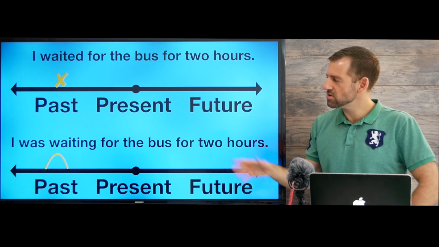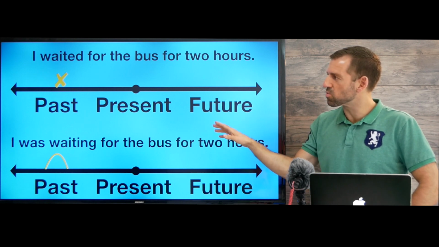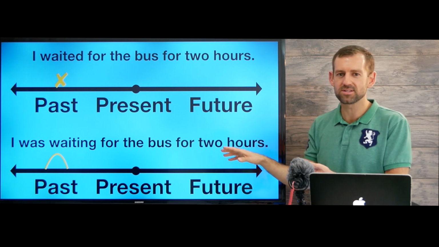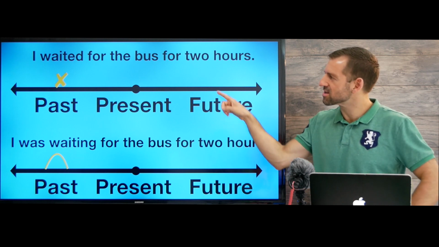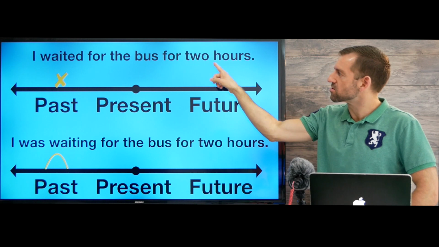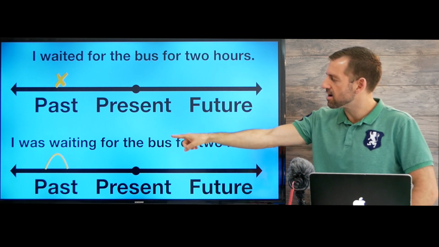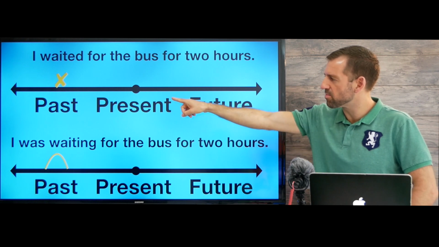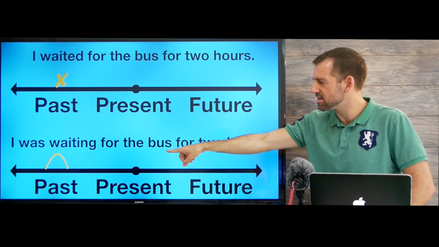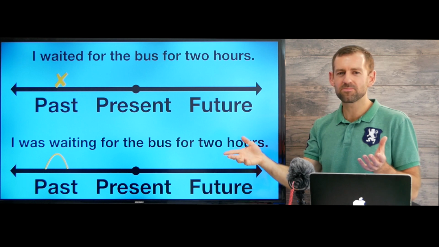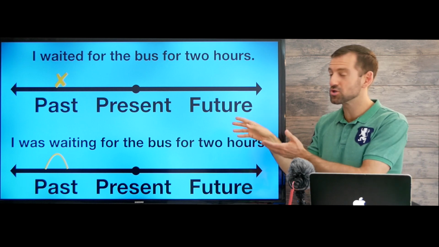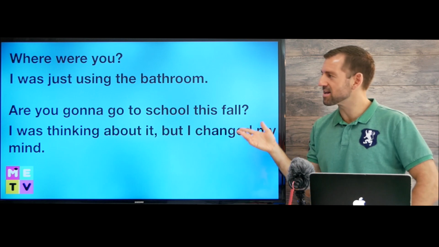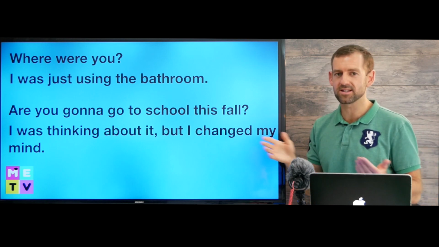Okay, now there's a lot of situations in English where you can use the simple past or the past continuous. It's your choice. Okay, let's look at this example. I waited for the bus for 2 hours this morning. I was waiting for the bus for 2 hours this morning. Here we have the simple past, and here we have the past continuous. They both mean pretty much the same thing, so you can just choose which one you want to use.